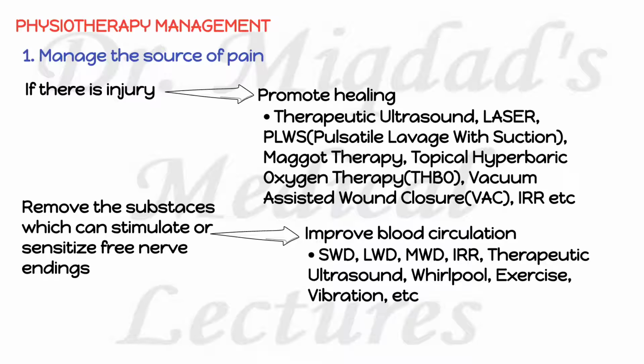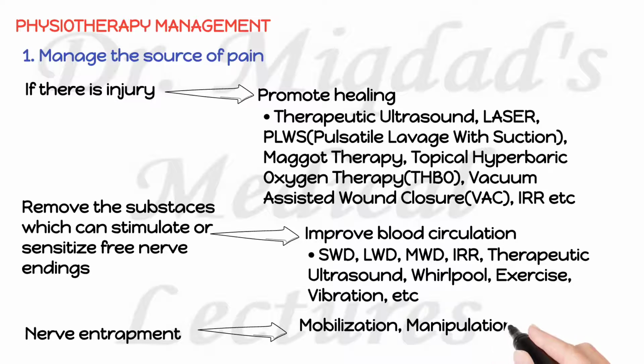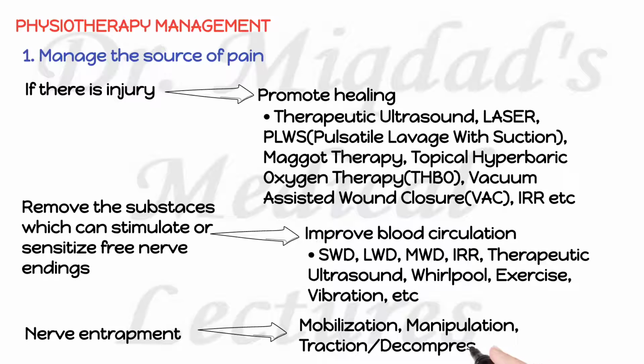The next thing is, imagine if the source of pain is nerve entrapment, then our aim should be to reduce the entrapment and thereby to reduce the pain. To do this, we can use mobilization, which may be joint mobilization or neural mobilization or tendon gliding. It depends on requirement or type of entrapment. Or we can use manipulation, which may be high velocity or low velocity. Then we can use traction or decompression therapy.